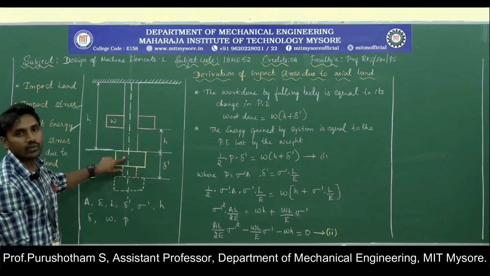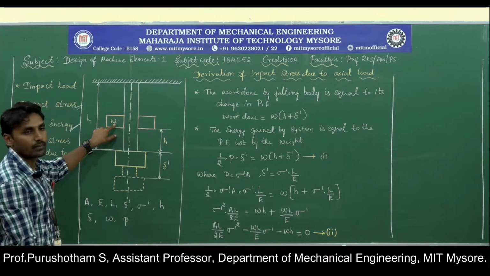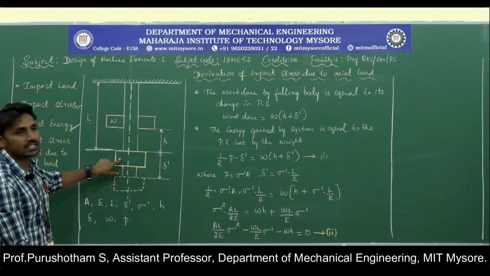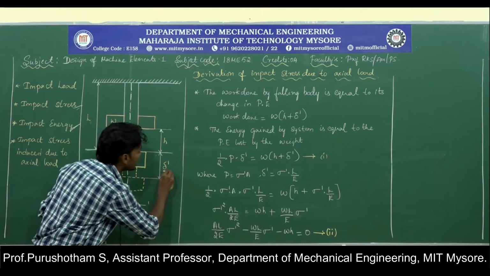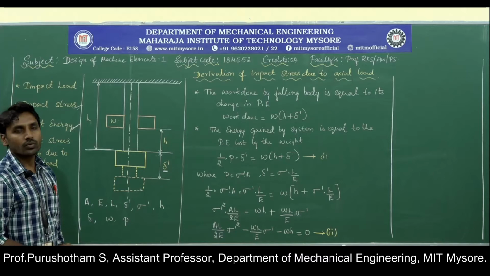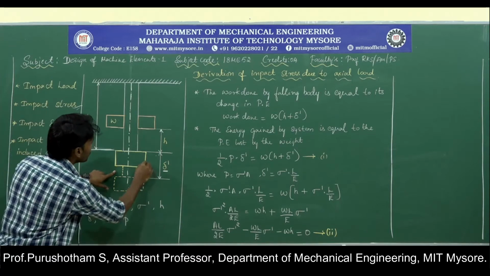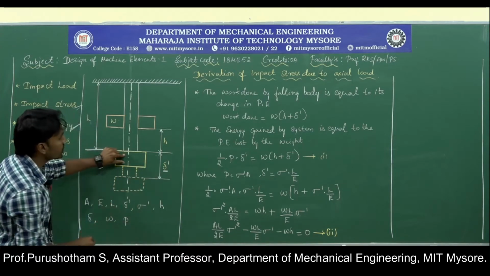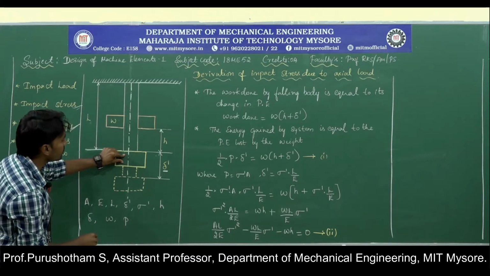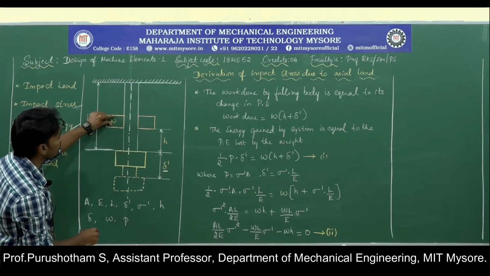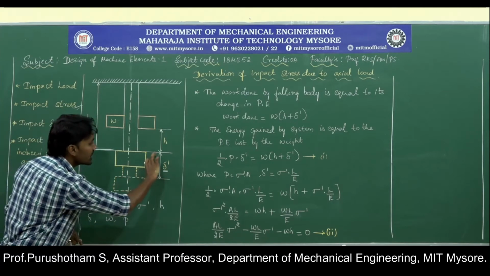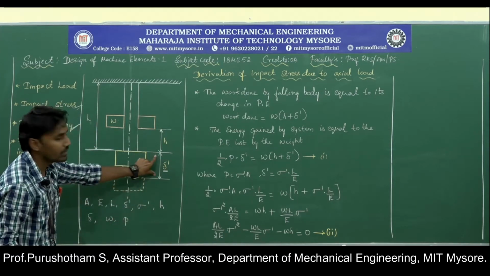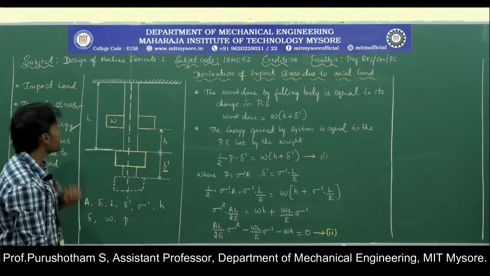Then due to the impact of this weight W, the bar is subjected to instantaneous deformation which is given by delta dash. This is shown here. This will be the initial position of the vertical bar, and one end of the vertical bar, due to the impact of this weight W, is extended like this. This will be the instantaneous deformation due to the impact load.